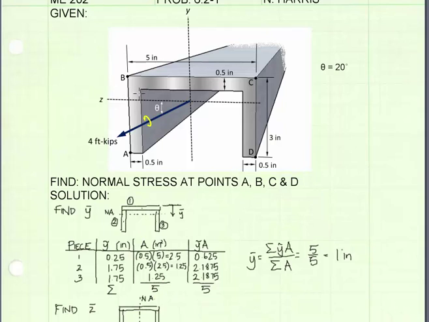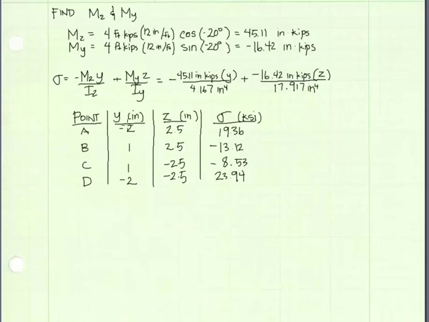Now let's look at the z values for the 4 points. For A and B, they will have a positive z value, half of 5 inches. That'll be 2.5 inches. Points C and D are on the negative side of the y-axis, in the negative z direction. They'll have values of negative 2.5 inches. Okay, plugging in values for y and z into our equation, we can calculate the stress at the 4 points.